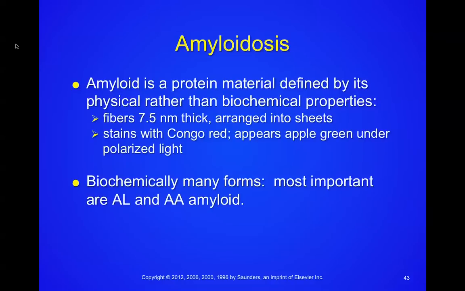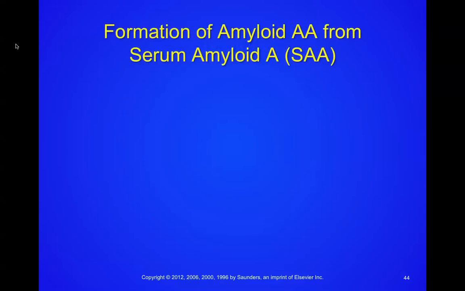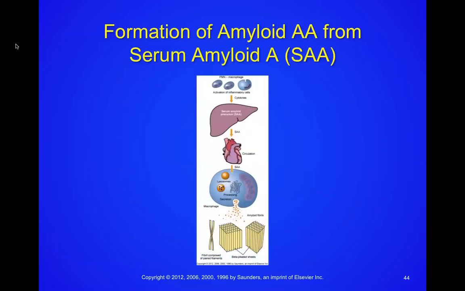Biochemically, there are many forms of amyloid. The most important 2 groups are AL amyloid and AA amyloid. This figure summarizes the pathogenesis of amyloidosis secondary to inflammation. Cytokines released from inflammatory cells stimulate the liver to produce serum amyloid precursor, or SAA. This soluble precursor to amyloid enters the bloodstream, is processed by macrophages, and deposited along the tissues in those distinctive fibrous sheets.